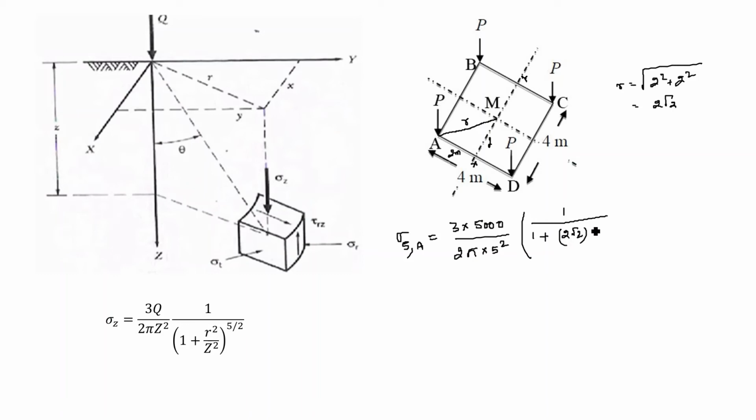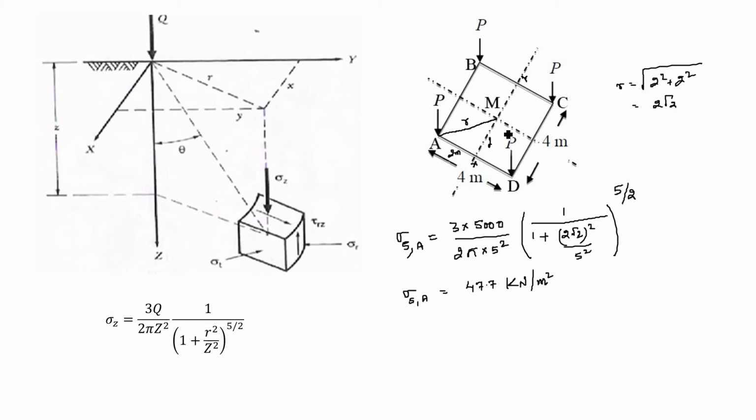So, r square is (2 root 2) square divided by z square, z is 5 meter, so 5 square, to the power 5 by 2. Here, after calculation, we will get this sigma at 5 meter depth due to the load at point A as 47.7 kilonewton per meter square. Since this loading is in kilonewton, I am writing here kilonewton per meter square.